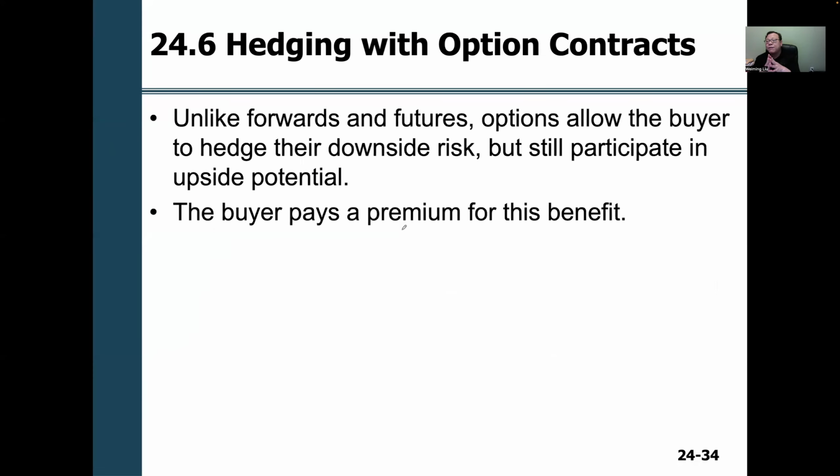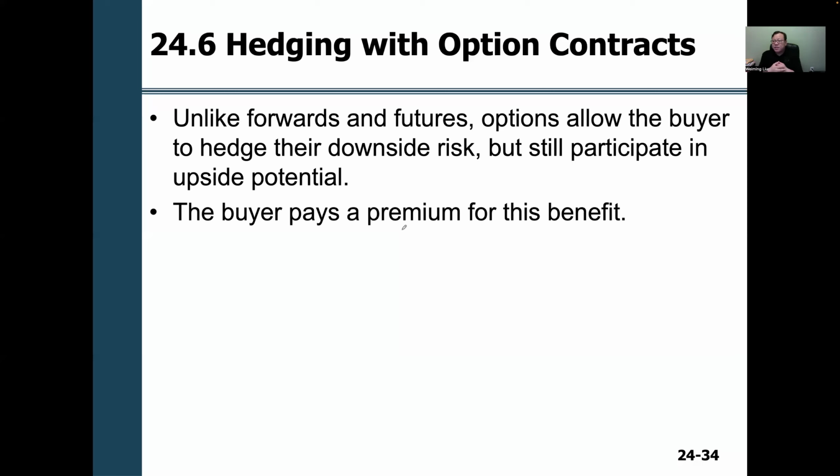So unlike forwards and futures, options allow the buyer to hedge their downside risk but still participate in the upside potential. Remember, I just mentioned that when you are using forwards and futures to reduce your risk, you are not only reducing your downside risk, that's when the bad things happen, you are also reducing the risk of good things happening to you. You have downside risk, you also have upside risk. So if you reduce the risk, you are reducing the risk on both sides.